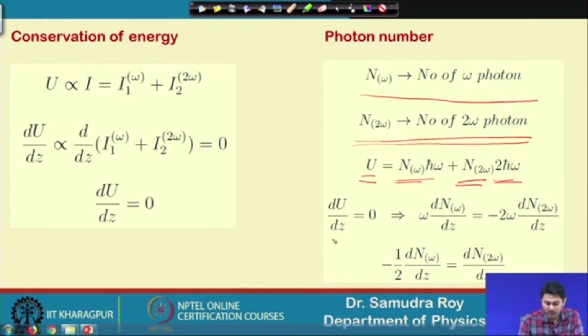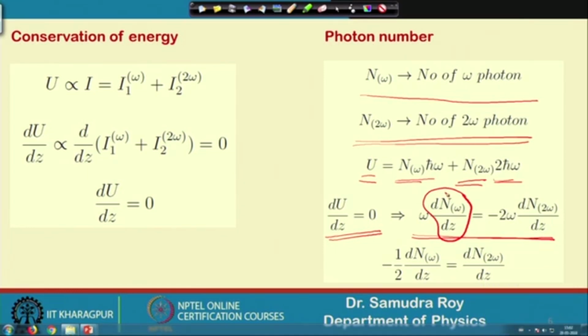So, this U is the total energy. Now we use the relationship that we just derived using the Manley-Rowe relation, that the total energy is conserved. Then dU/dz should be equal to 0. Basically, this leads to a very interesting expression, that omega dn omega/dz is equal to minus 2 omega dn 2 omega/dz. Mind it, we have a quantity like dn omega/dz, which is basically the rate of change of photon numbers.